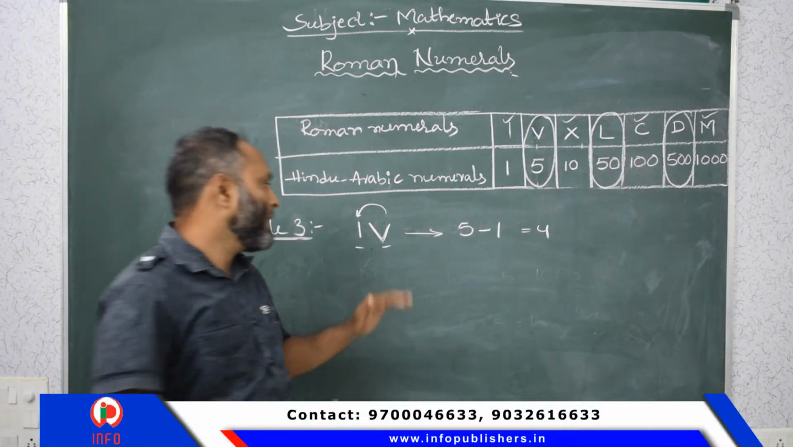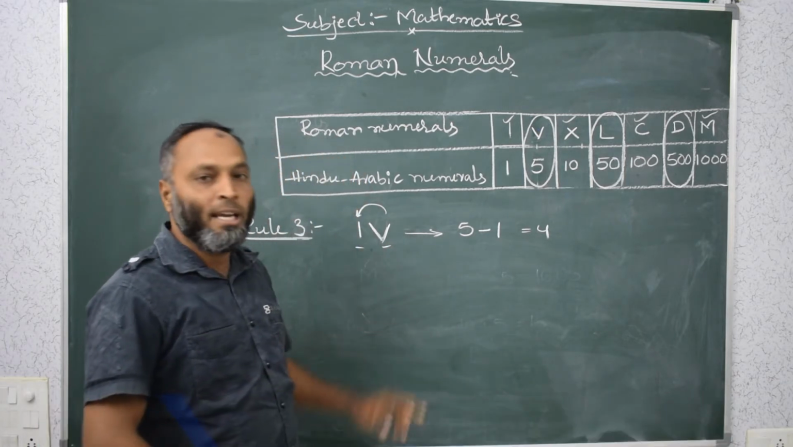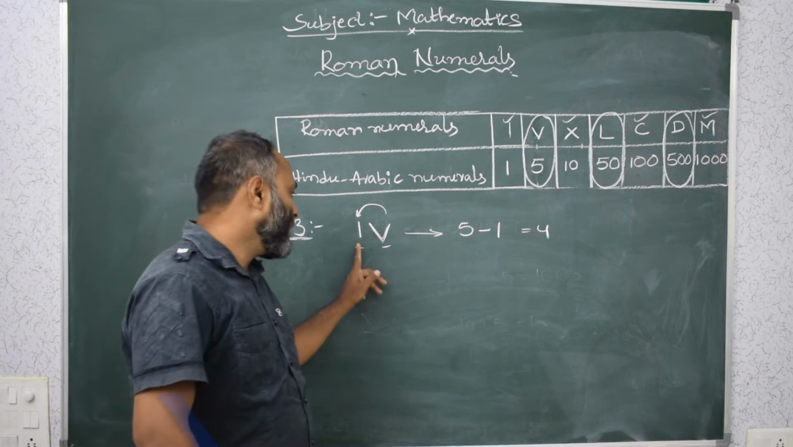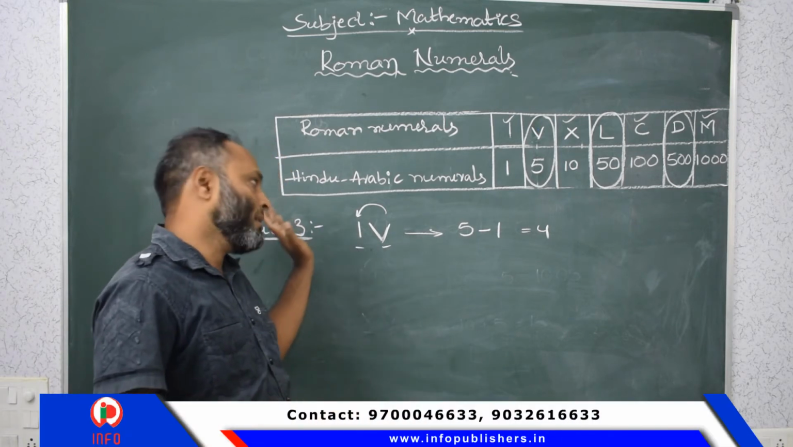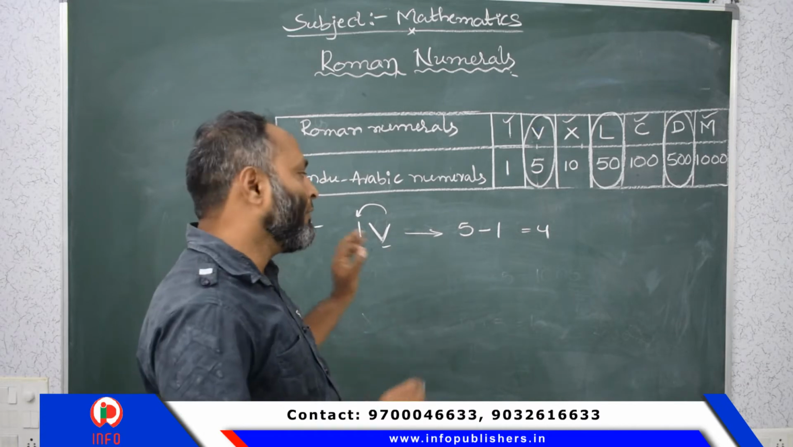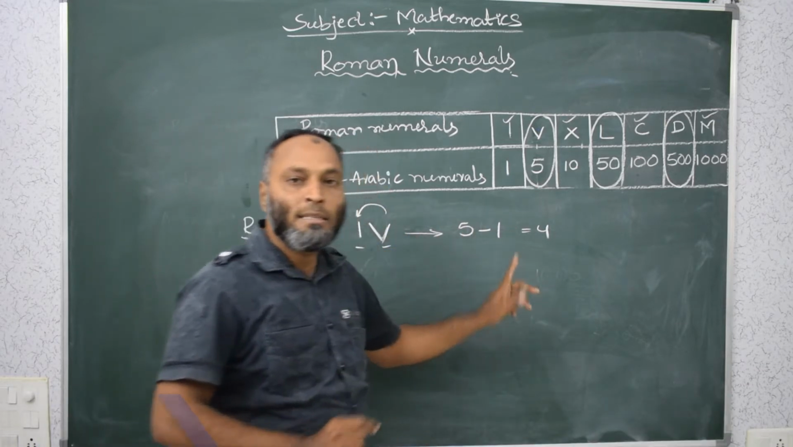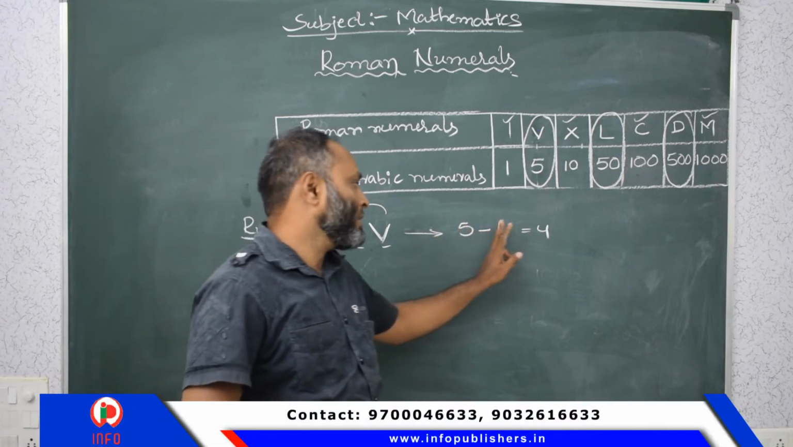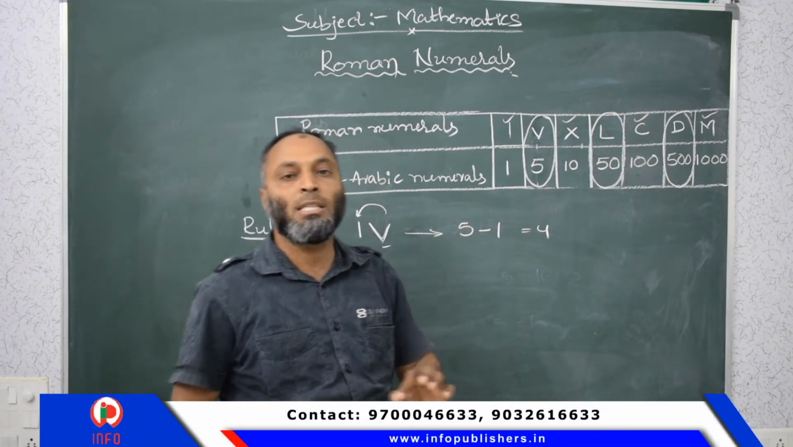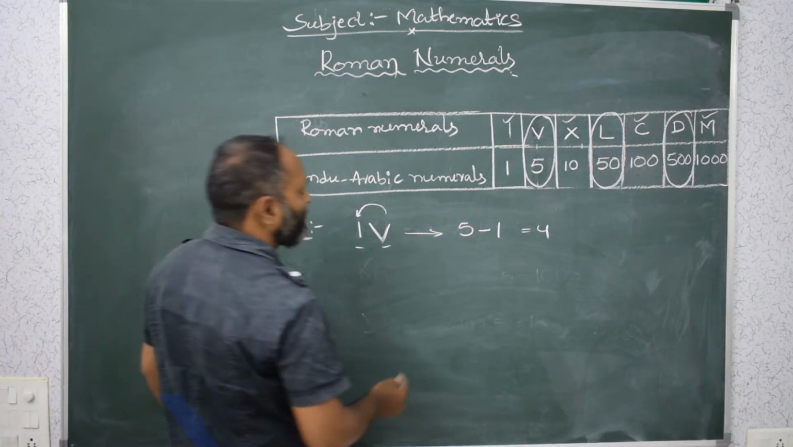What is the condition? Here the condition is if I and V are there, it means the smaller Roman numeral is on the left side of the bigger Roman numeral. Then we have to subtract: bigger minus smaller. Then 5 minus 1 is equal to 4. This is the condition. This is the third rule. One more example for this.